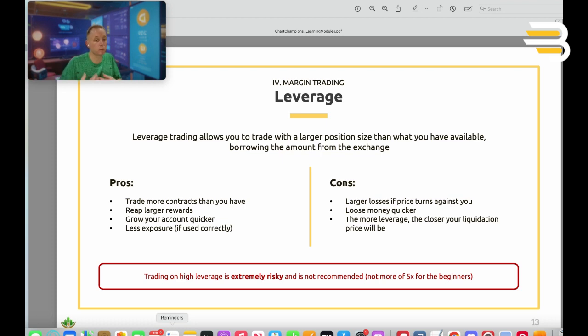Now, obviously, there's a lot more leverage trading that's not used as a hedge. I do the majority of my trading through leverage trading, but just keep that in mind. Some of the cons, obviously, just like the pros, you have larger losses, and you can lose money quicker, just like you can make money quicker. The more leverage, the closer your liquidation price will be. And so we'll talk about that again in just a second.